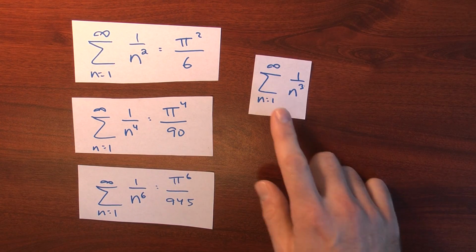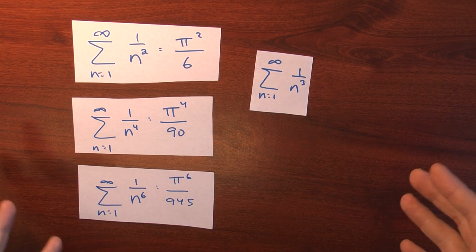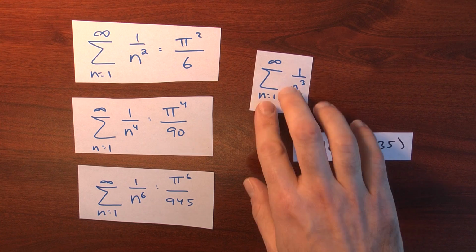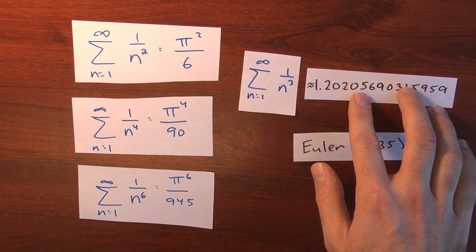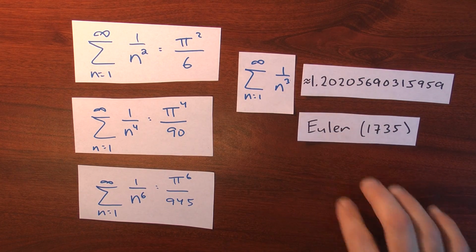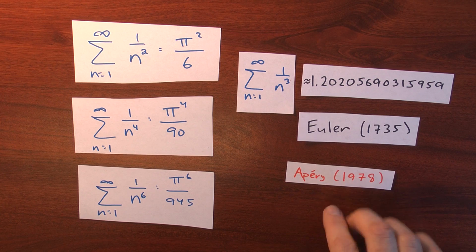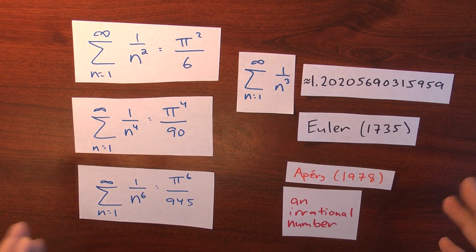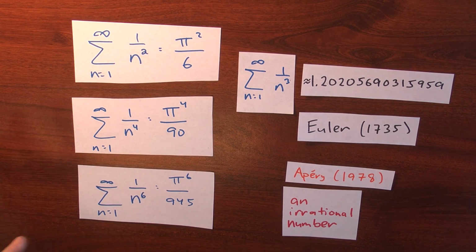What about odd numbers? What's the sum of 1 over n cubed, n goes from 1 to infinity? Well, hundreds of years ago, Euler calculated an approximation. He calculated some of the decimal digits of this number. And then not so long ago, Apéry in 1978 showed that this was an irrational number. But as far as we know, it's not a rational multiple of pi cubed.